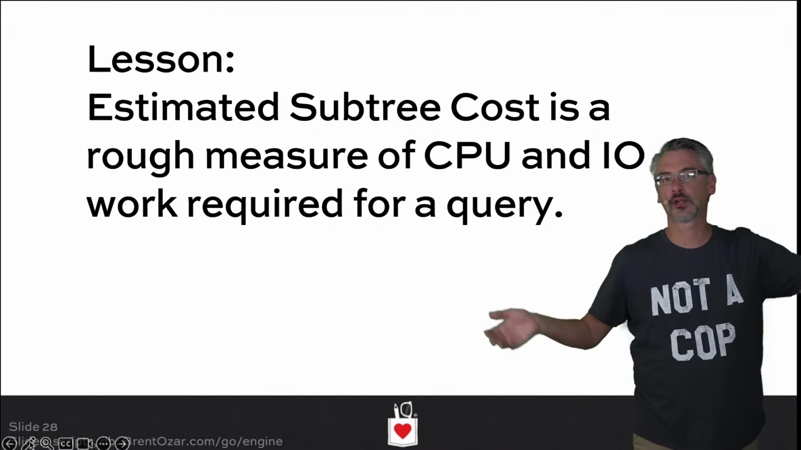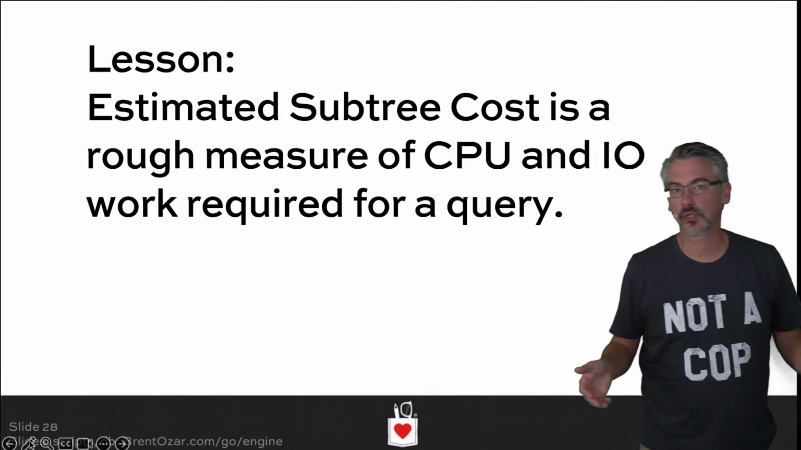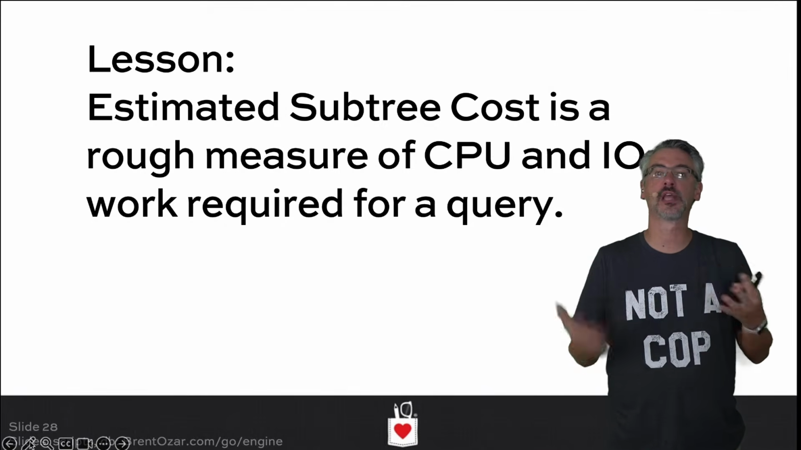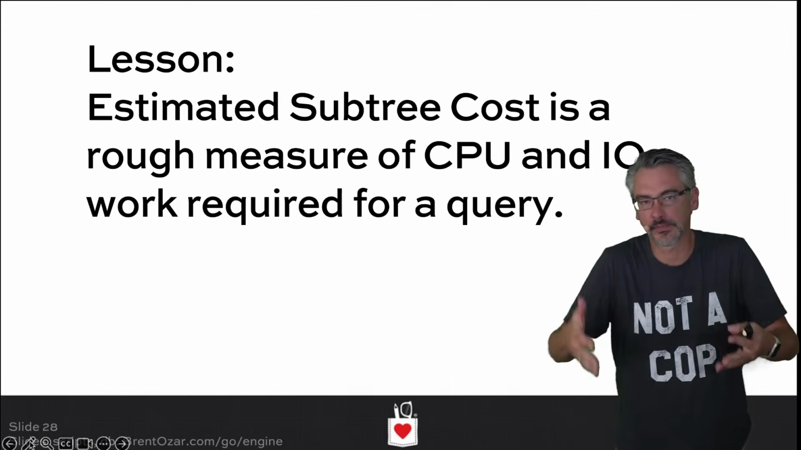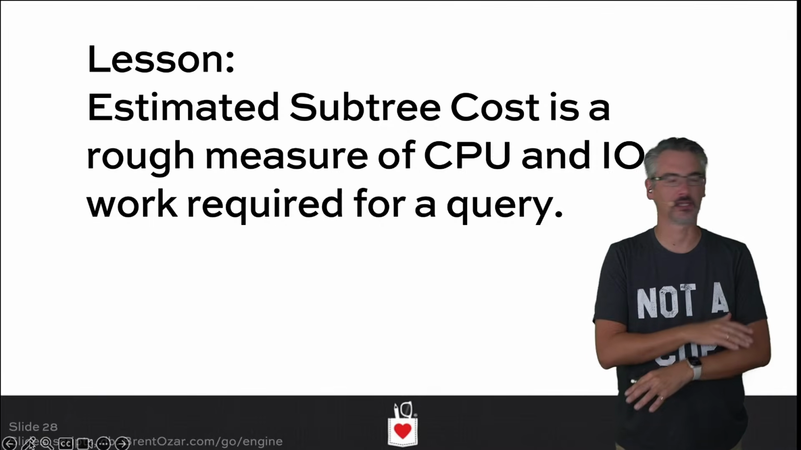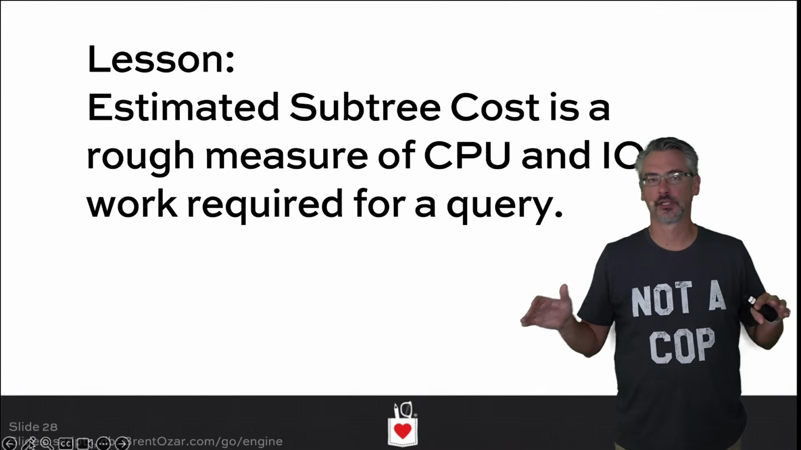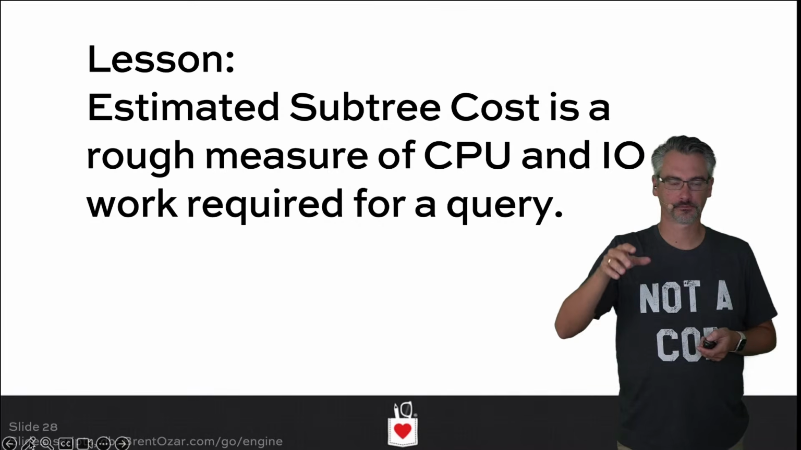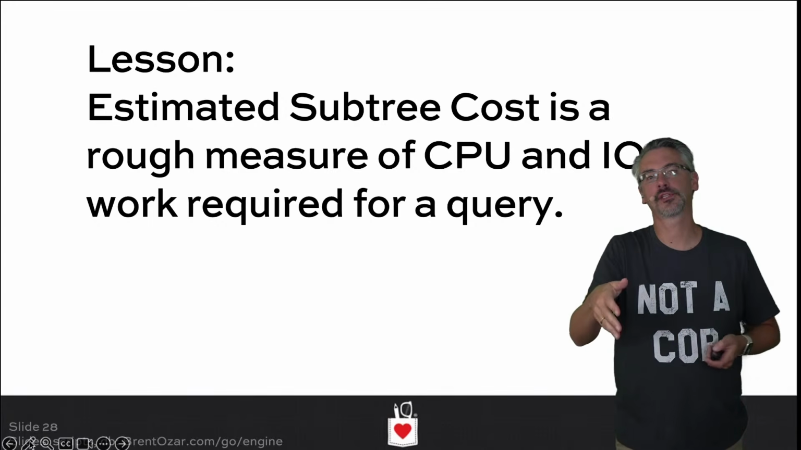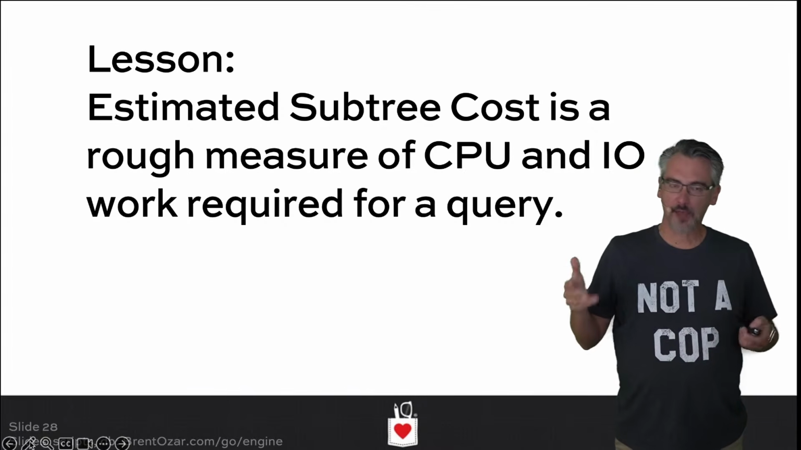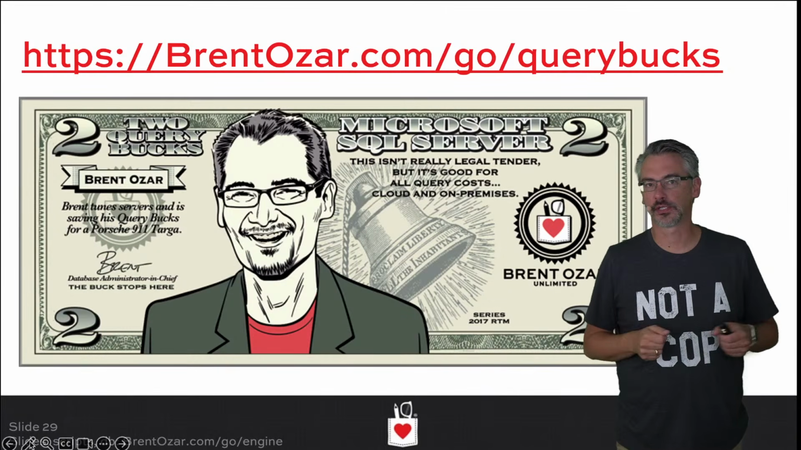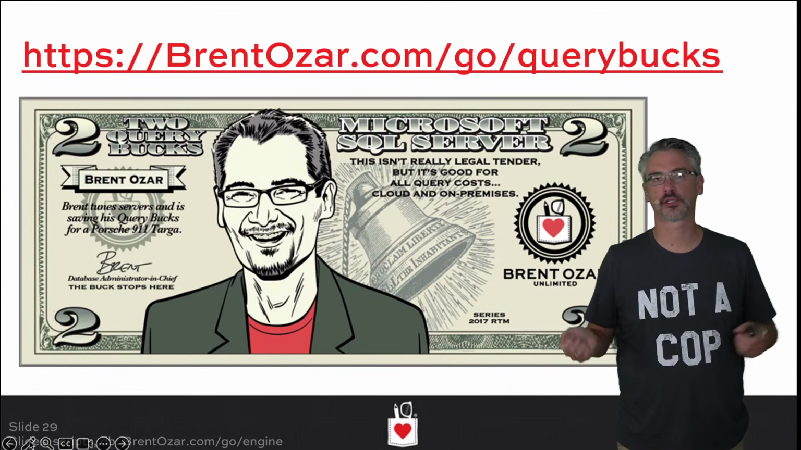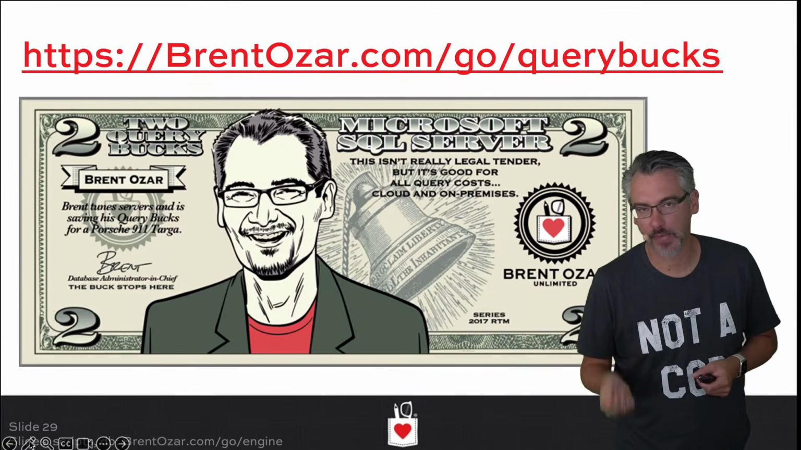It's highly unreliable. You do not want to use this to compare between queries, even though it looks like it should. Estimated subtree cost seems like it's going to be useful. It is not. It is garbage, just like your estimates. And so to reinforce that it's garbage, we stopped calling it an estimated subtree cost, and Kendra Little, another blogger in the SQL Server community, came up with this brilliant term. She calls them query bucks.